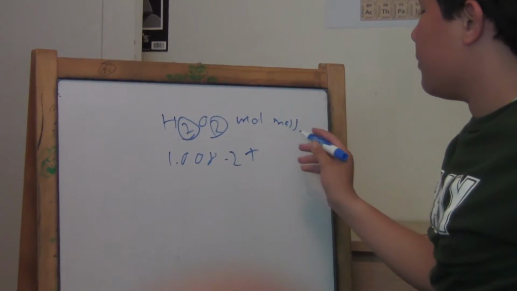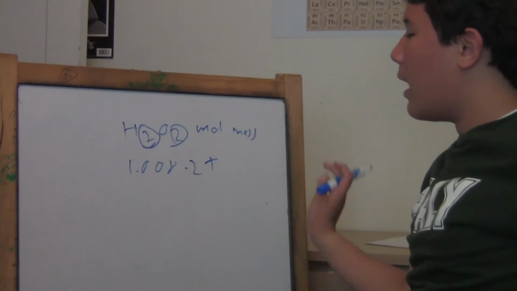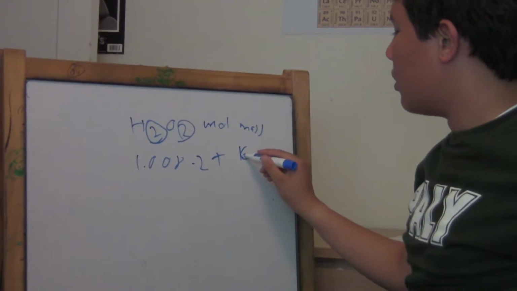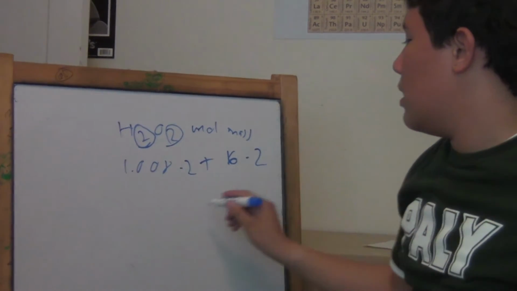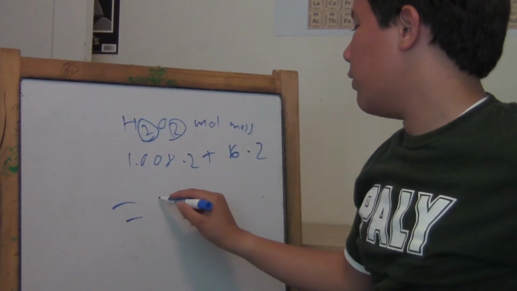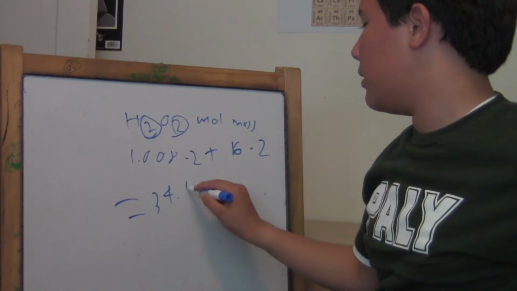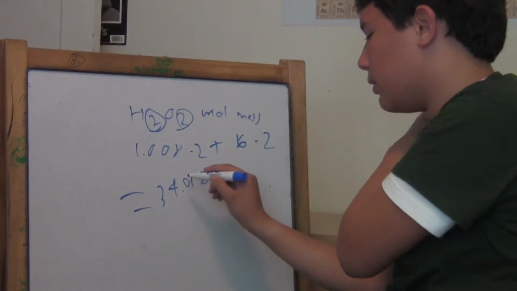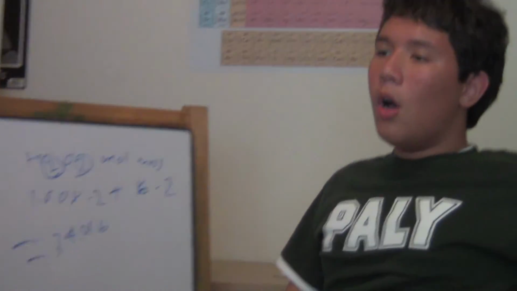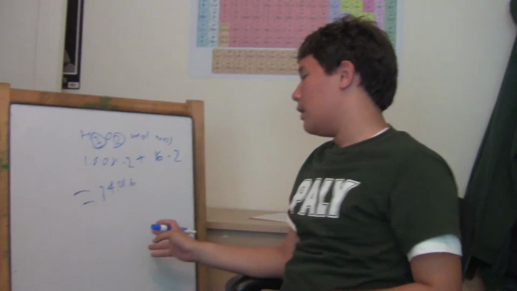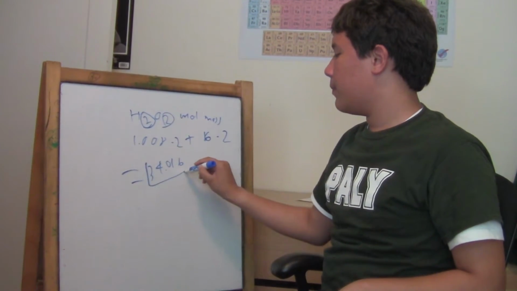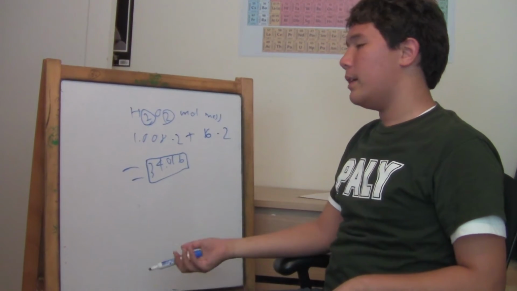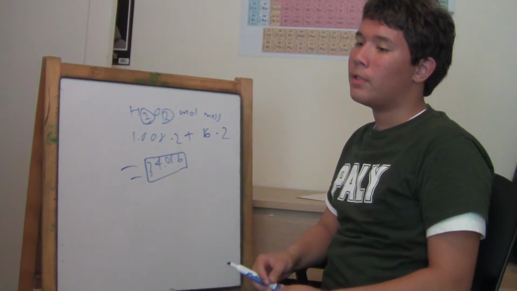So then we add the atomic weight of oxygen multiplied by the amount, which then, after a long series of equations, would roughly lead to 34.016. I believe. And then after that, we find our answer.